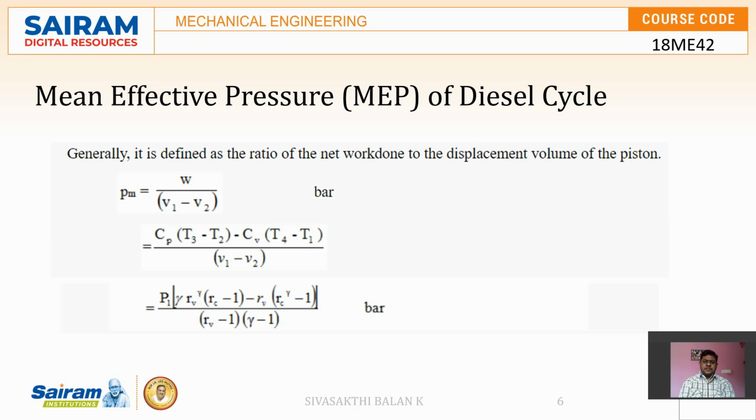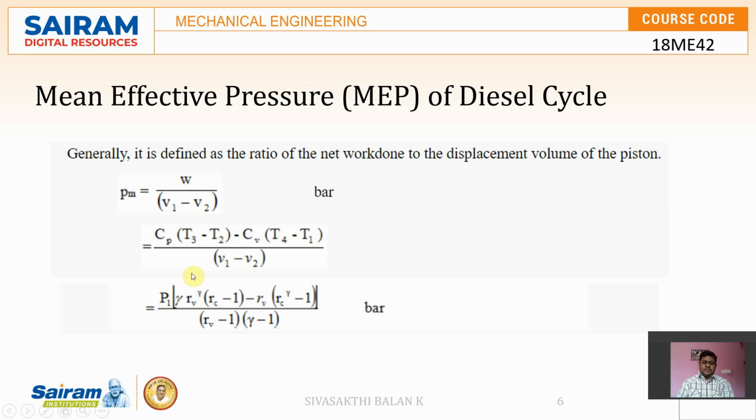Now let us see what is the mean effective pressure of the diesel cycle. The general definition of mean effective pressure is the ratio between the net work done to the swept volume, which is similar to the previous Otto cycle. This is common for all the thermodynamic cycles that come under air standard cycles. Net work done we can easily calculate as the heat supplied minus the heat rejected, and the swept volume is nothing but the difference between the total volume and the clearance volume. So if you know all these values, directly substitute, and you will get the mean effective pressure.